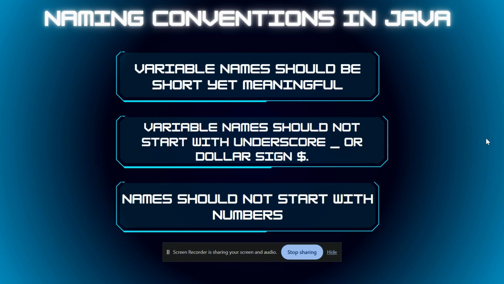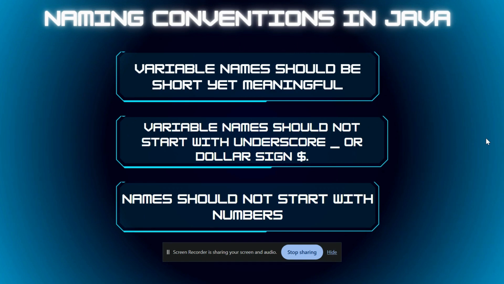Like, for example, I am storing a name of a boy. I should not name the variable as name of a boy. I can name the variable as only name. Okay, so that's the difference. We should not name a variable like a very big sentence or paragraph. Just a short, single word is enough.